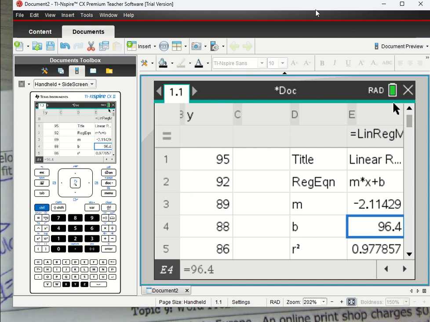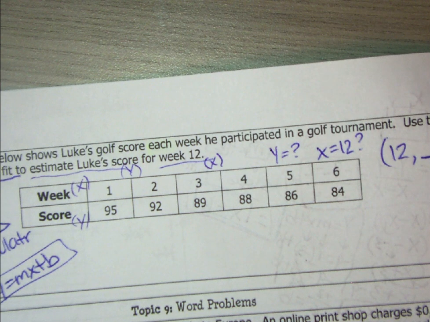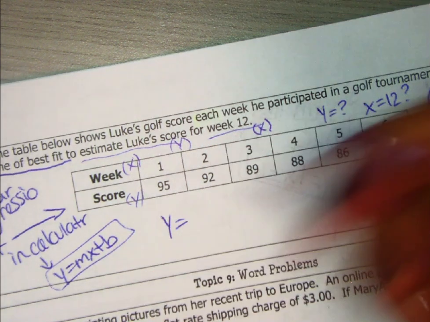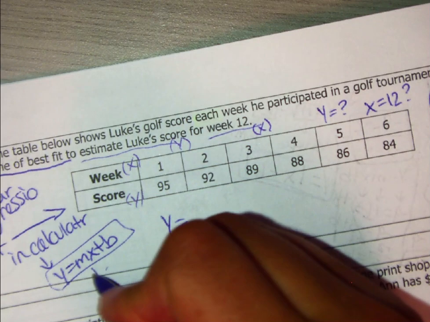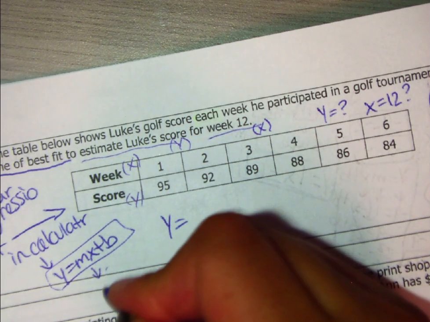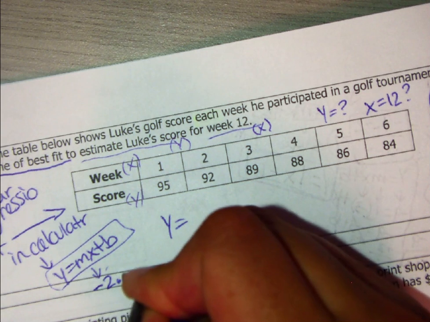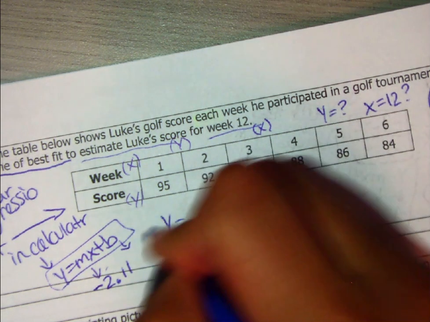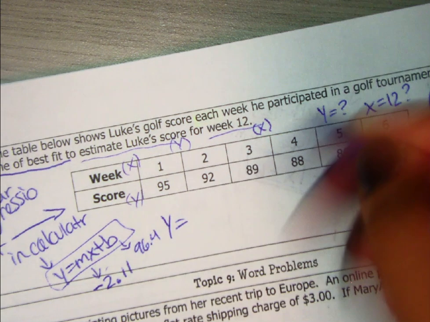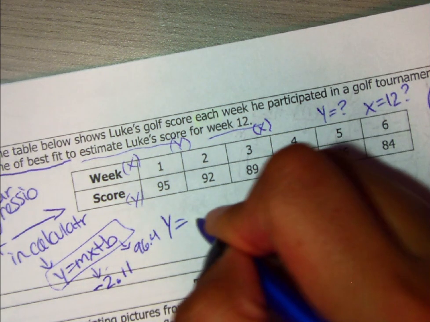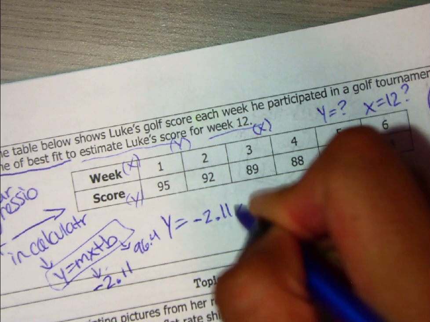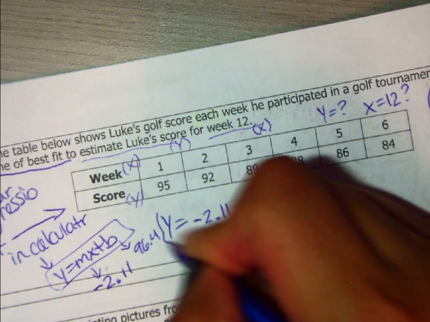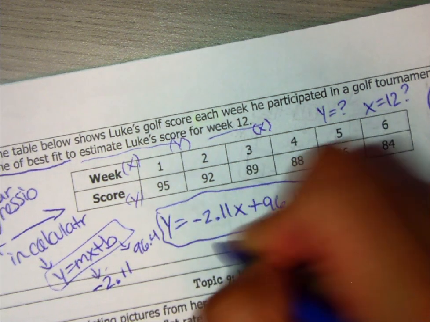So that will be, let me see, Y equals, your M was negative 2.11 and your B was 96.4. So it's going to look like this. Y equals negative 2.11 X plus 96.4. That is the line of best fit.